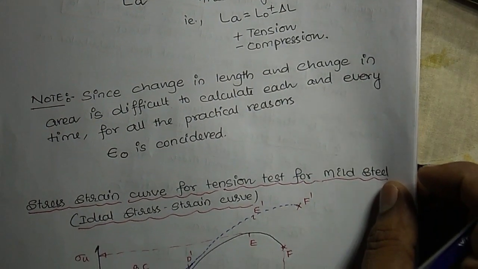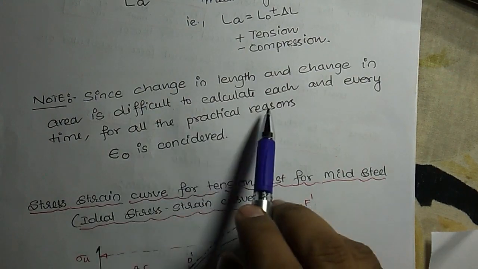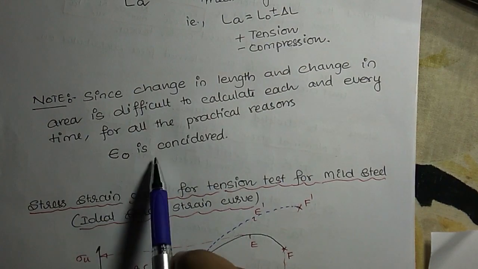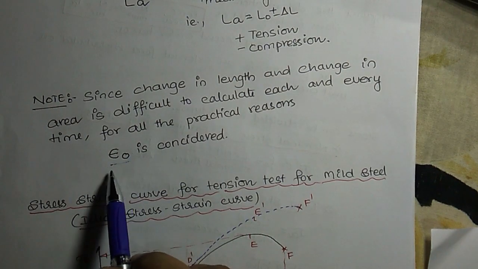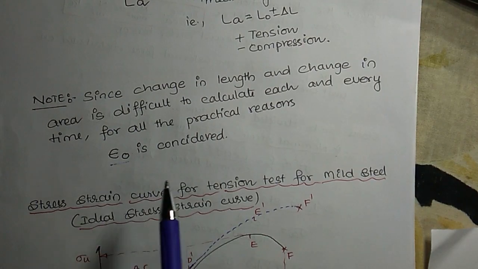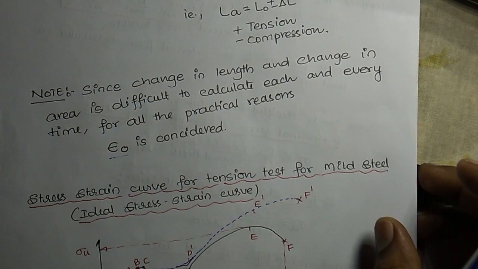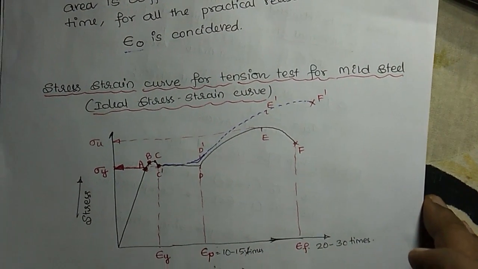You should note one more thing. Since a change in length and a change in area is difficult to calculate each and every time, for all the practical reasons, epsilon is considered. That is, initial strain, or change in length divided by initial length, is considered for all the engineering calculations.